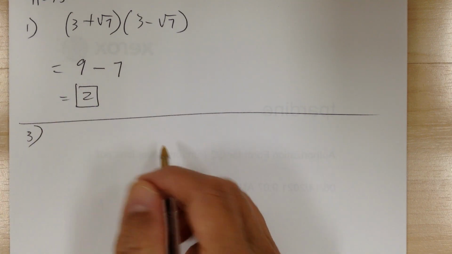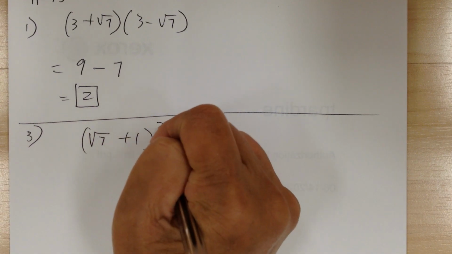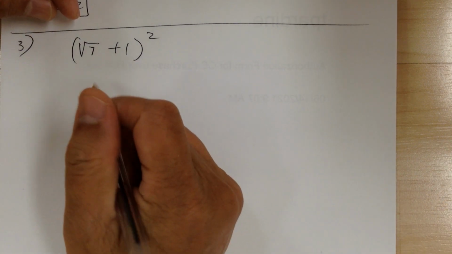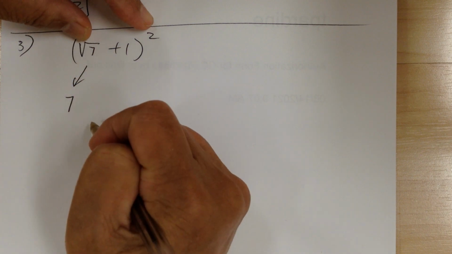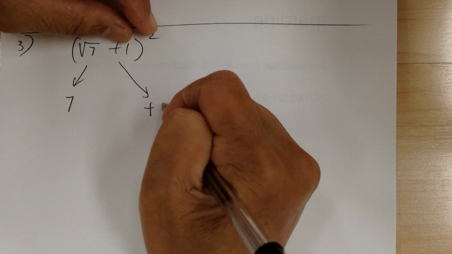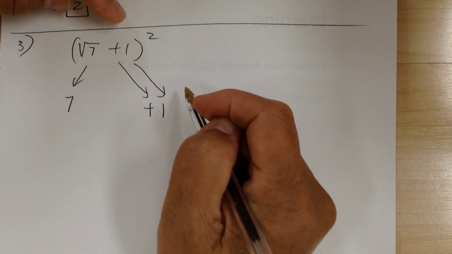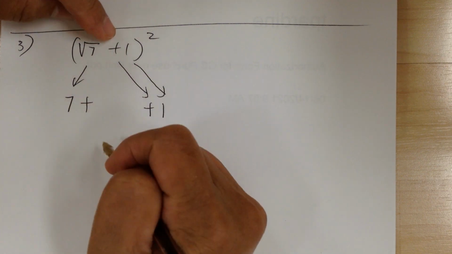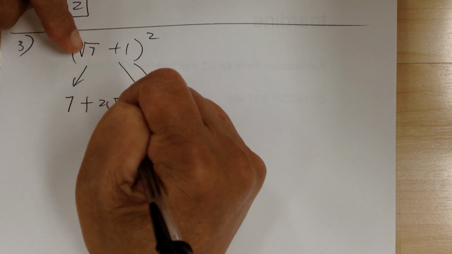Okay, number 3. You have square root of 7 plus 1 squared. Okay, so this is a binomial square. So you square this, you get 7. And you square this, you get plus 1. In the middle, you multiply all this together. So you're going to get 2 times this over here. So first you do the sign, so it's plus. 2 times 1 is 2 times square root of 7 is 2 square root of 7.